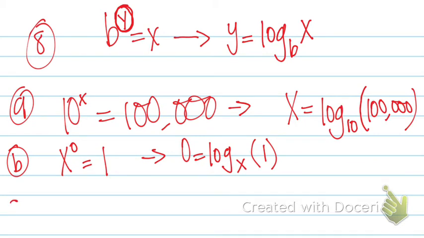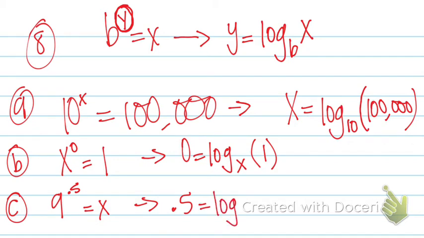All right, C is 9 to the 0.5 power equals X. Andre, what is my Y value? 0.5. Xavier, what is my B value? 9. Good. Kayla, what is my X? Just X. I got those? Yes?